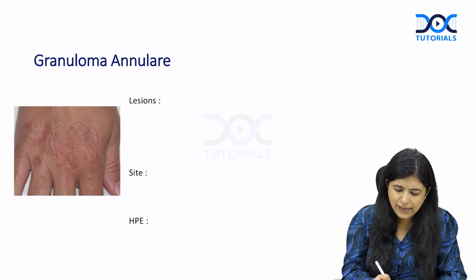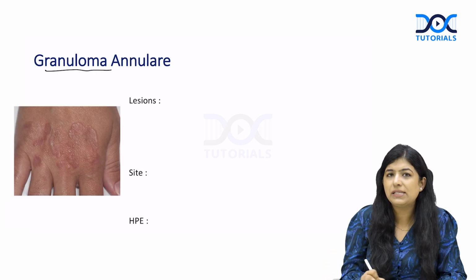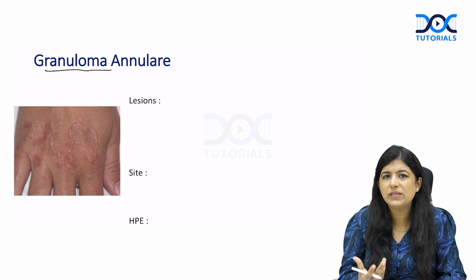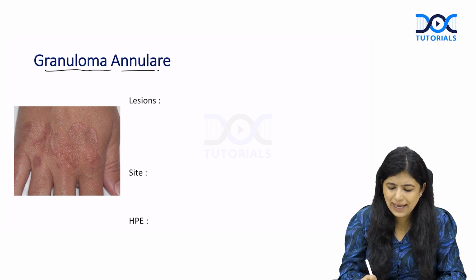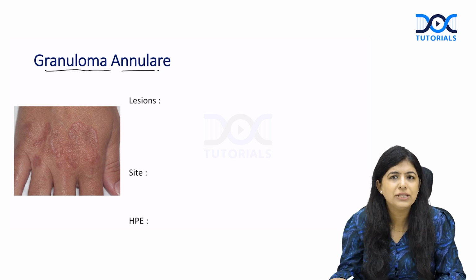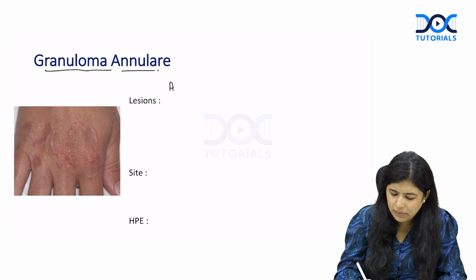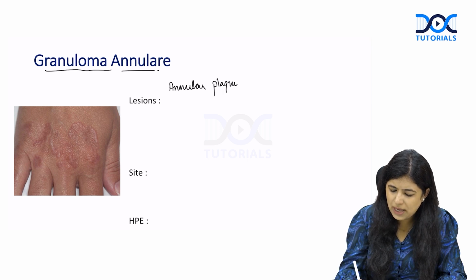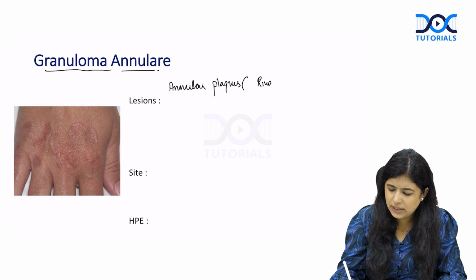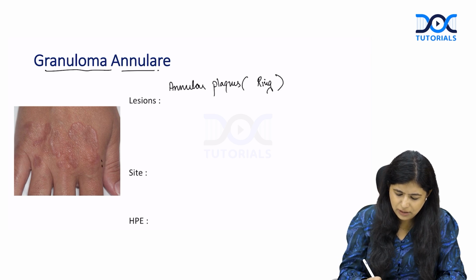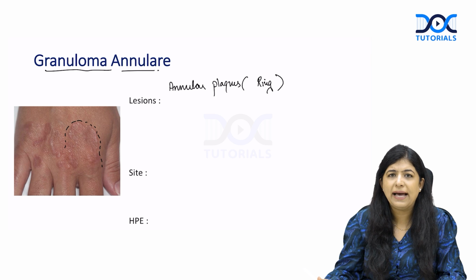Now, in granuloma annulare, the name of the disease itself is telling us what is happening here. Granuloma means we see granulomas in the biopsy. Annulare means we see annular lesions on the skin. So remember, these are annular plaques. What are annular plaques? That are ring-shaped. So look at the lesion here. You see the margin here? So that is the annular lesion here.